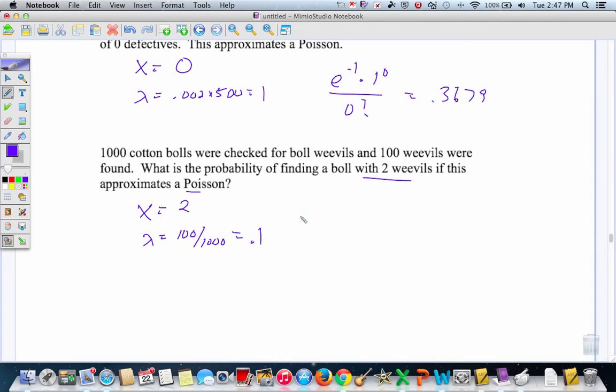Again, our average number, we expect to have 1/10 of one per cotton boll because they're spread over the 1,000 cotton bolls, 100 weevils spread over that. Now our formula, e to the negative 0.1 times 0.1 to the first over 1 factorial, and that gets us 0.0045. And again, that covers our 3 distributions, a multinomial, a Poisson, and a hypergeometric.